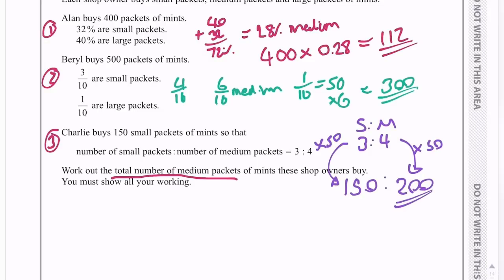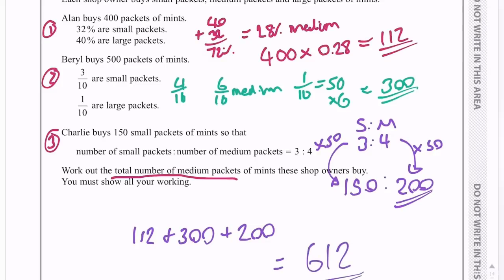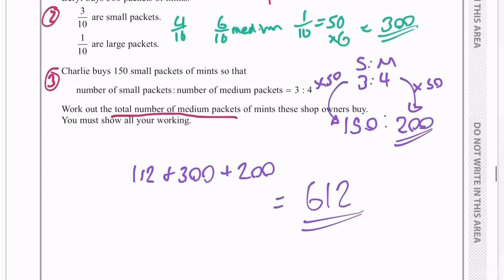Lots going on in this question. So all we need to do is add all those together. So 112 plus 300 plus 200 gives us a total of 612 medium packs. And again, that's showing all our working there. Again, lots of ways you could approach that. We could have done different ways with Alan there. We could have maybe done different ways with Beryl. We could have worked out 3/10 and 1/10 and taken it away, but I was just trying to think of the quickest way of doing that.